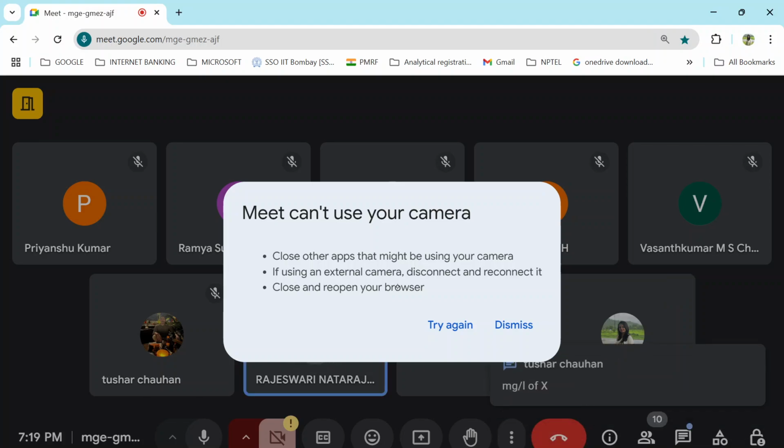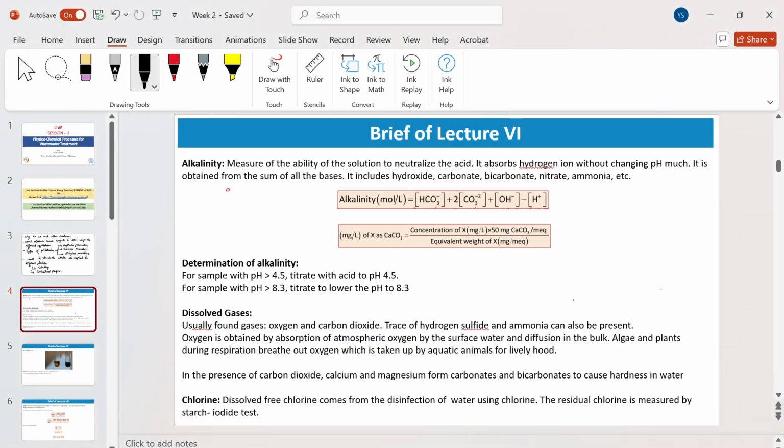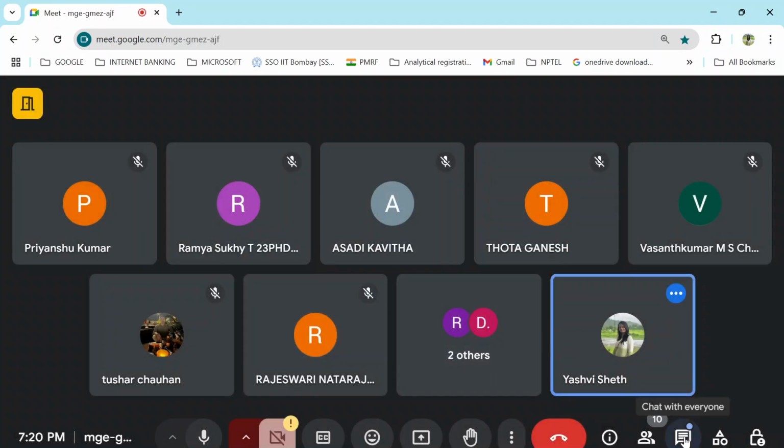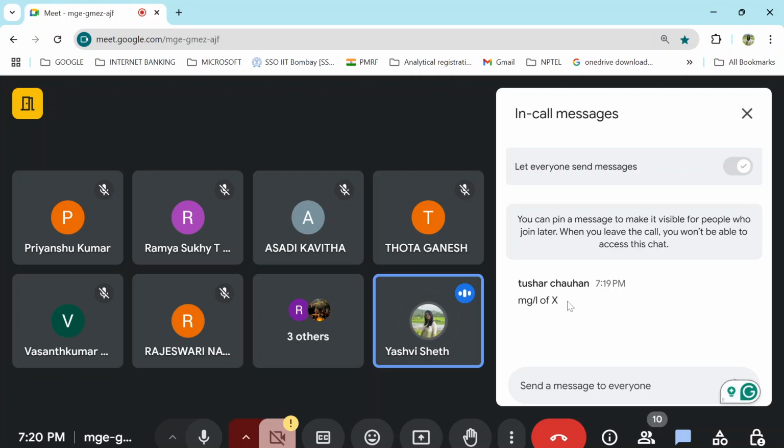From alkalinity, PO4 3 minus neutral, that I can see. Sorry, acha. Yeah, so I guess from how to convert this alkalinity or the concentration of X in terms of calcium carbonate, I guess that I was discussing, right? Yeah. Milligram per liter of X. Yeah.